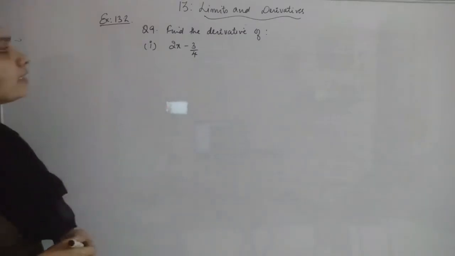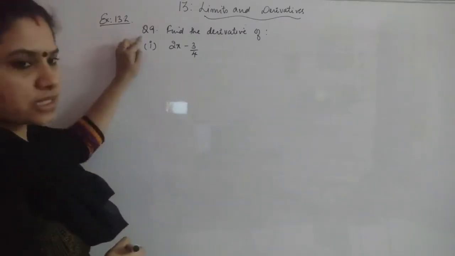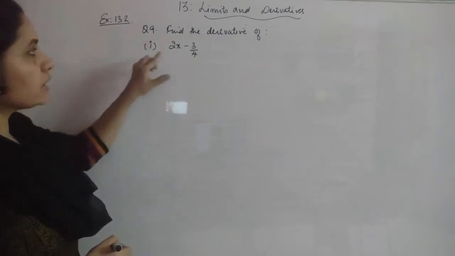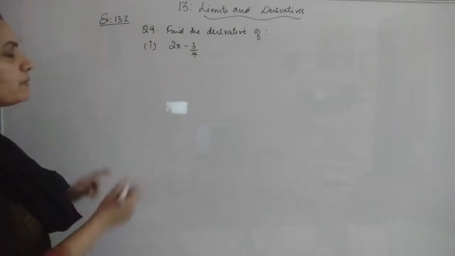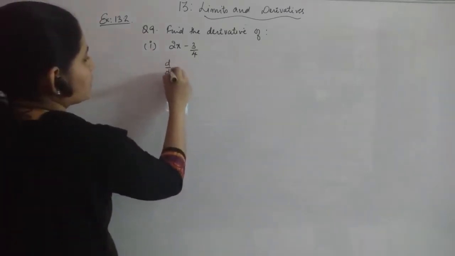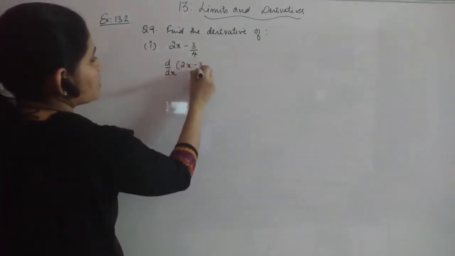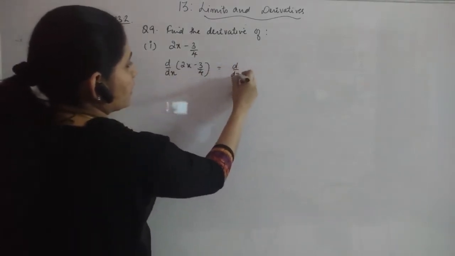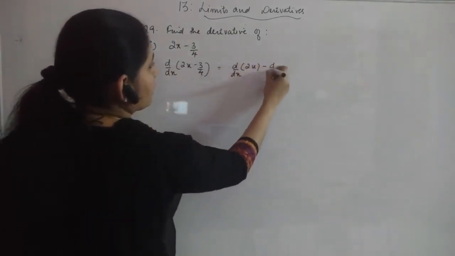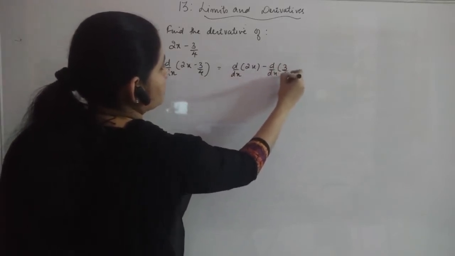First question is find the derivative of, that is ninth question. You have to find out the derivative of certain things. First one is 2x minus 3 by 4. So in order to find out the derivative of 2x minus 3 by 4, you can just separately find out the derivative of each term.